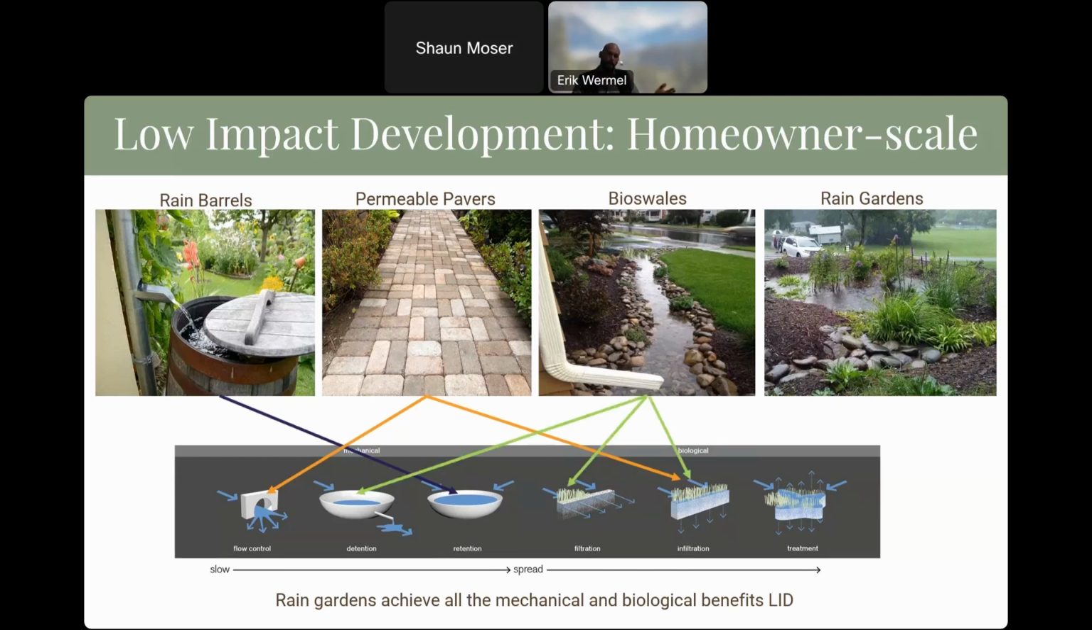And there's bioswales. These are often used to convey water away from a home to a rain garden. You can move that to other parts of your landscape, and then an area that's downstream of it might be an area that's a more viable spot to put in a little rain garden. And then, of course, we have rain gardens, which achieve many of these, actually all of the free ecosystem services provided by a wetland.